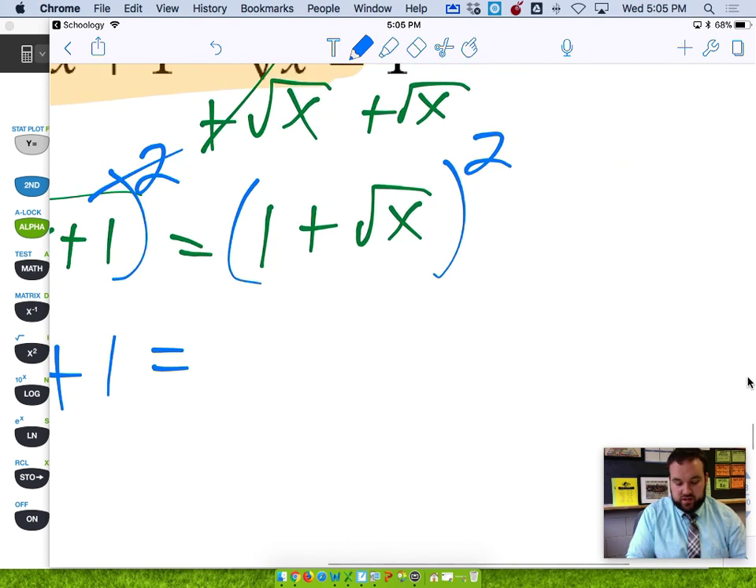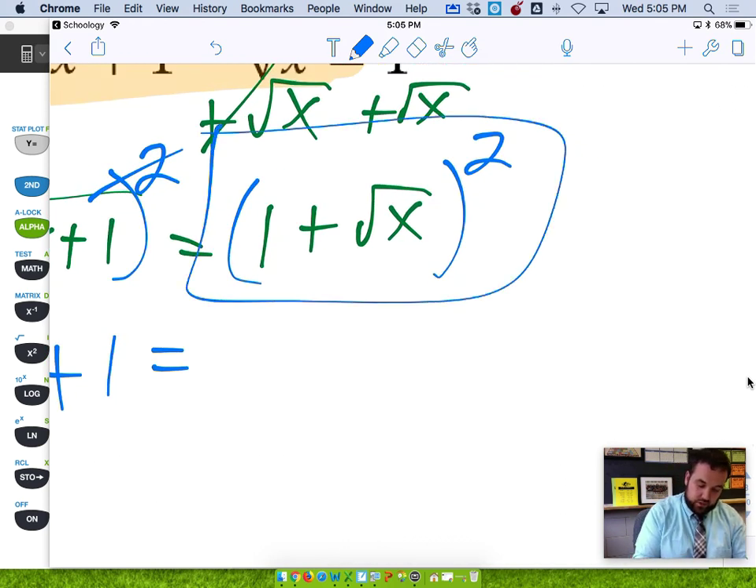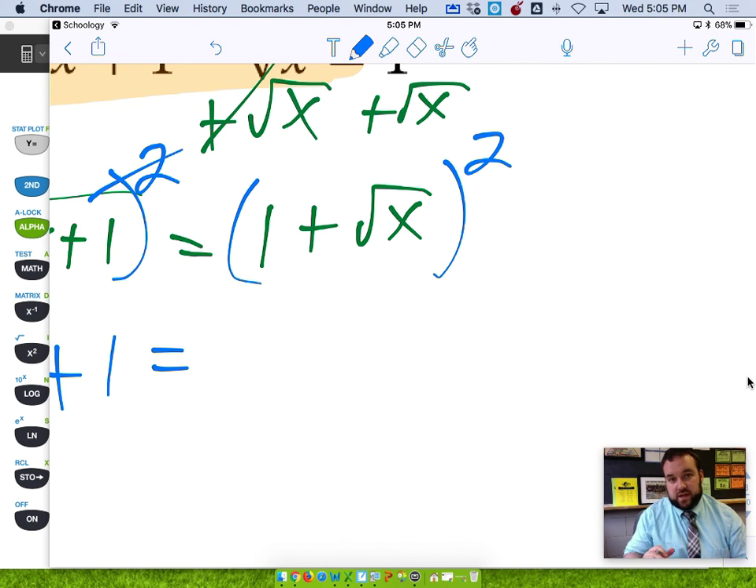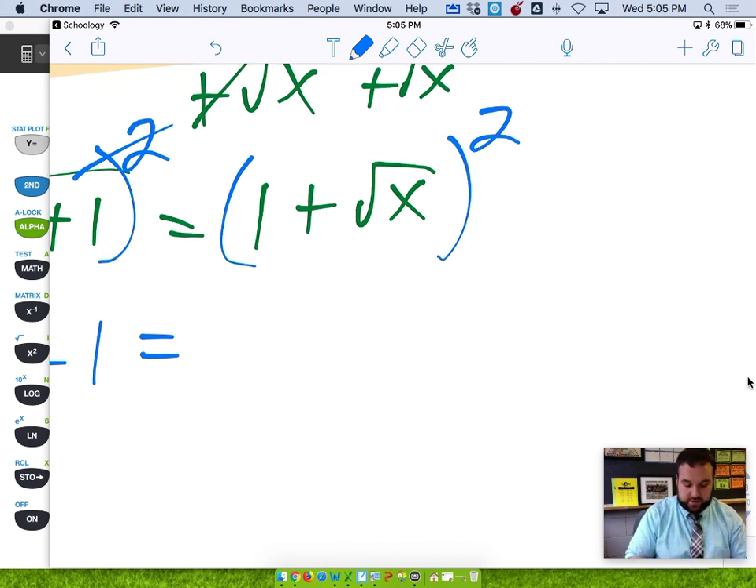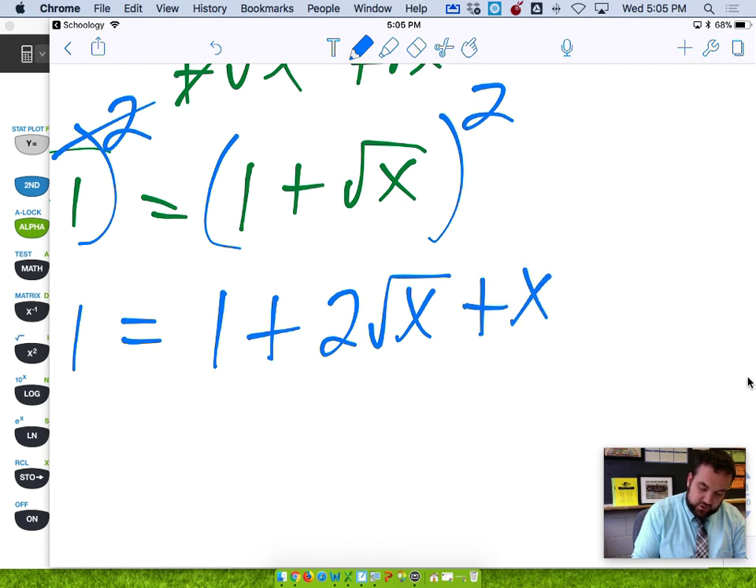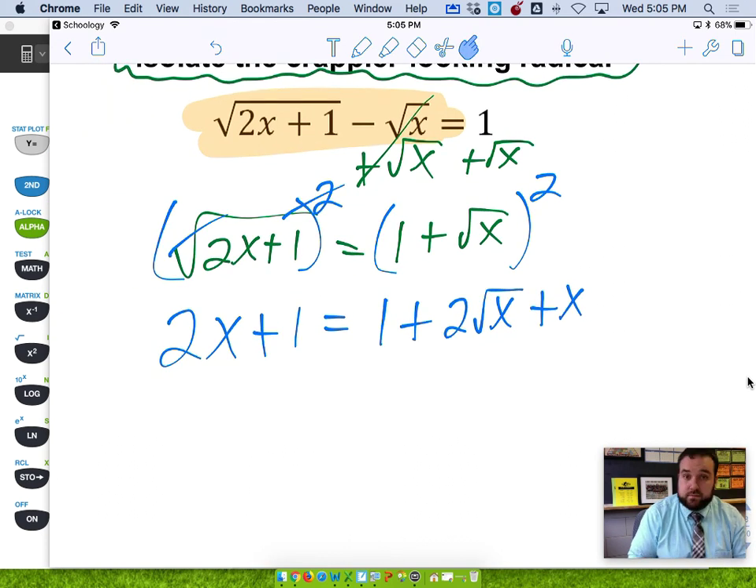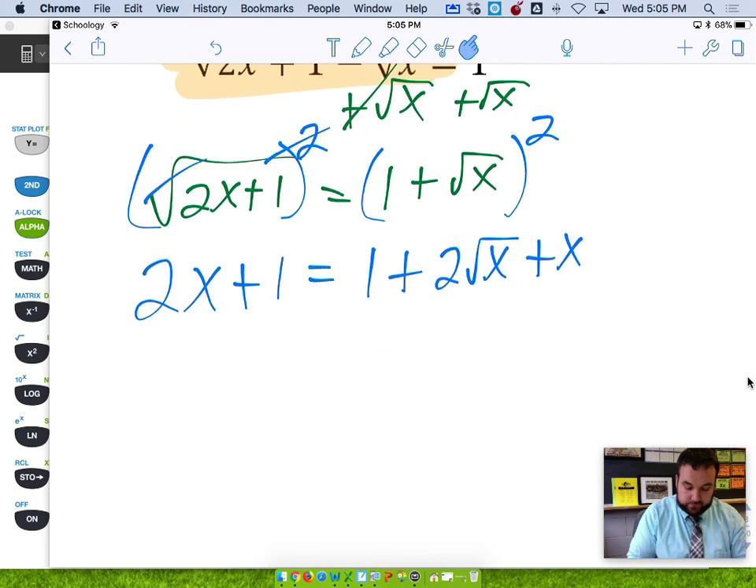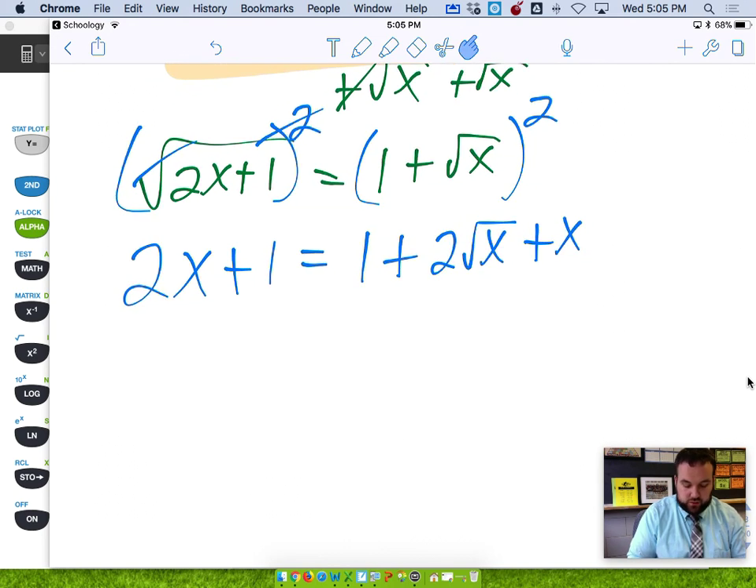This is where you need to either FOIL this out, or you need to use that squaring trick that we talked about. So I'm going to square the right-hand side, and I should end up with 1 plus 2 square roots of x plus just a straight old x. So it's kind of a jumbled mess. We have a lot of things going on, but the key is that we still have a radical in the problem. There is still the square root of x.